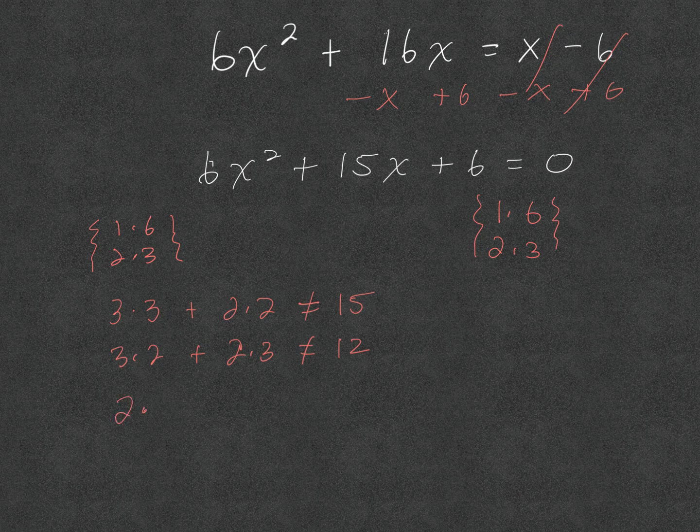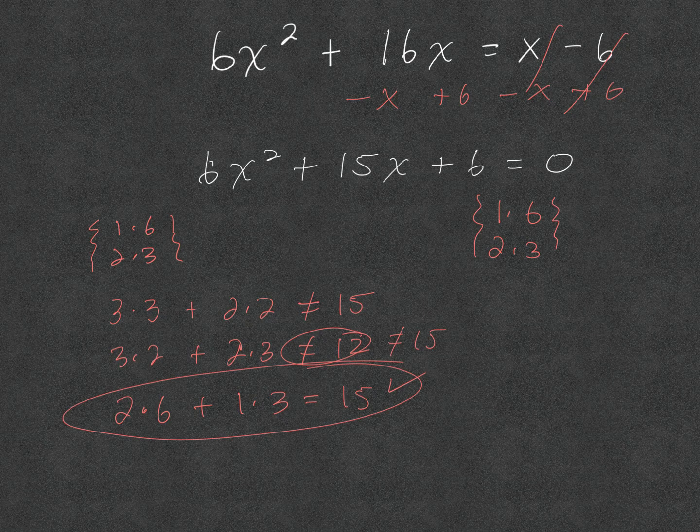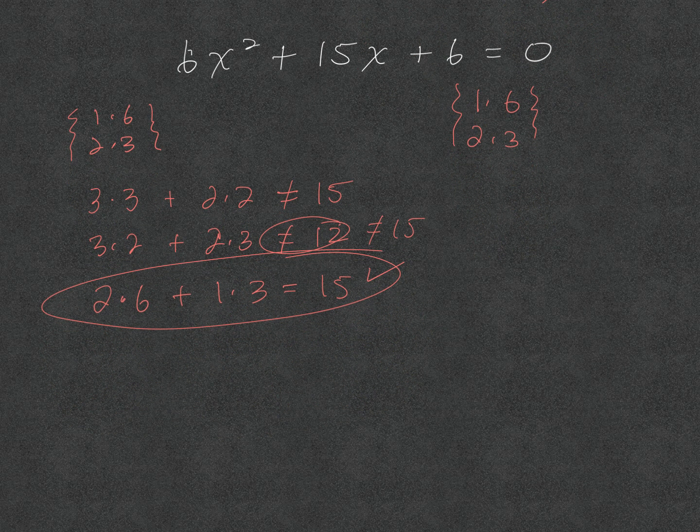So if I multiply 2 times 6 plus 1 times 3, is that equal to 15? Yes, excuse me, this doesn't equal 15. This middle one doesn't equal 15. This one equals 15. Okay, so what do we do?